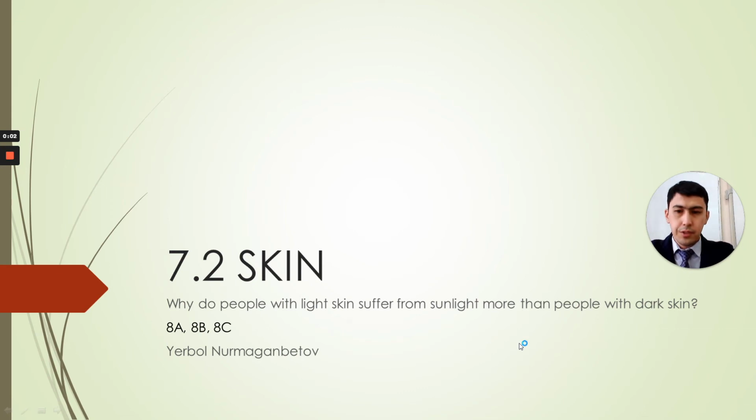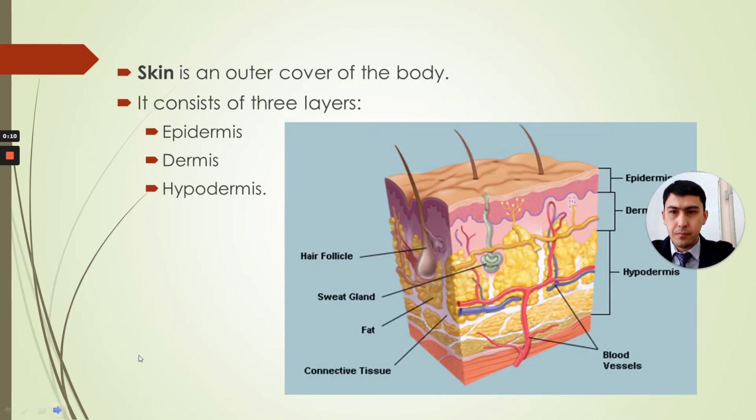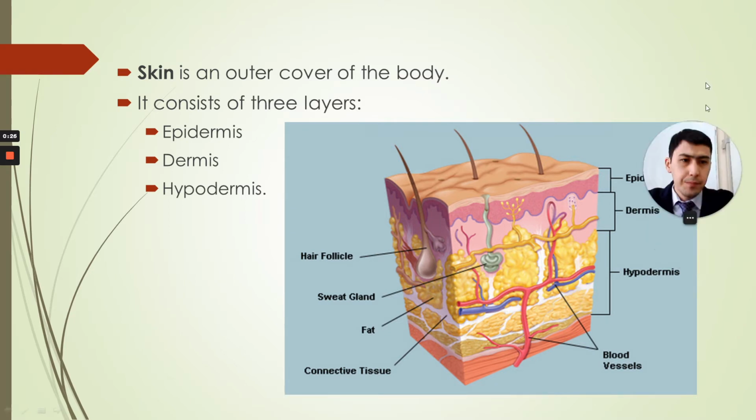Hello guys, today we will study the skin, the structure and function of the skin, and let's start. So skin, it's the outer cover of the body. All our body is covered by the skin, and it has layers. There are three of them: epidermis, dermis and hypodermis.